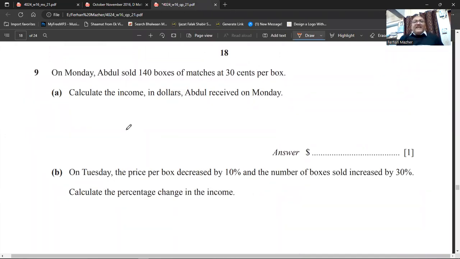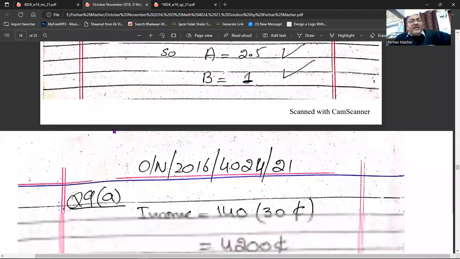Question number 9. He says on Monday, Abdul sold 140 boxes of matches at 30 cents per box. Calculate the income in dollars Abdul received for Monday. You see, 140 boxes were sold. Each box is 30 cents. Just multiply them and you get the income, but that income will be in cents. So divide it by 100 and you will get the income in dollars.